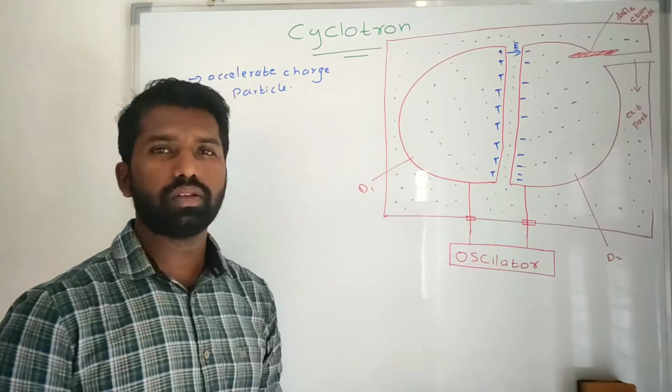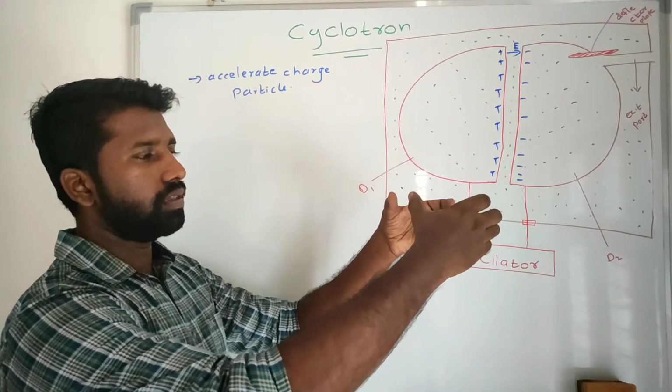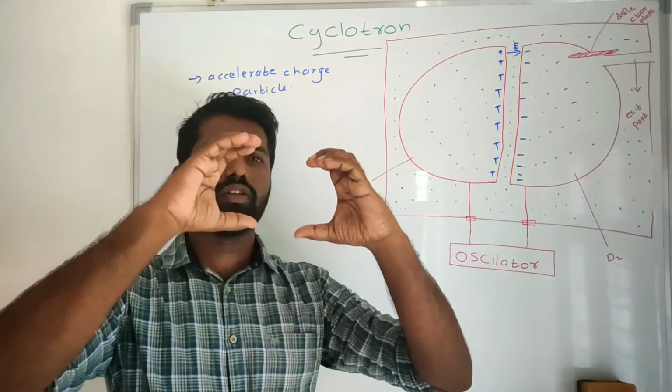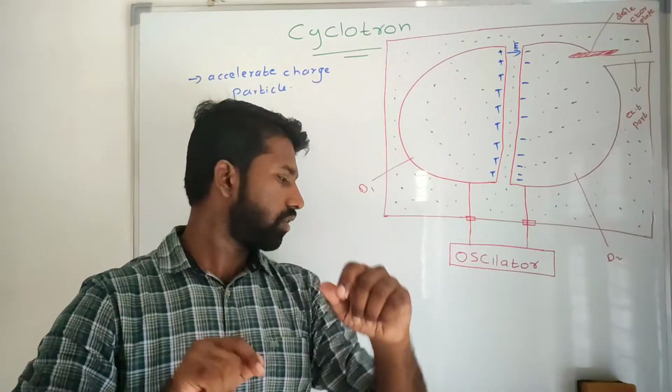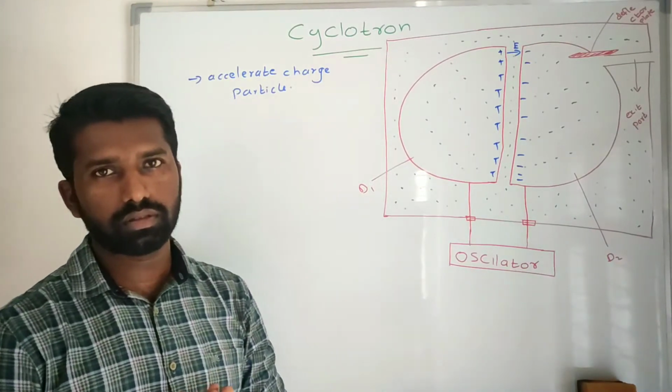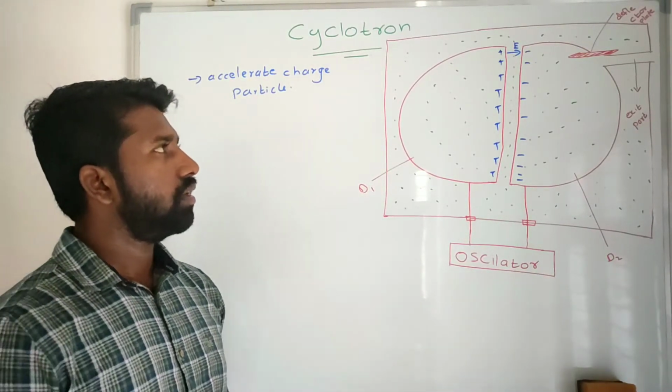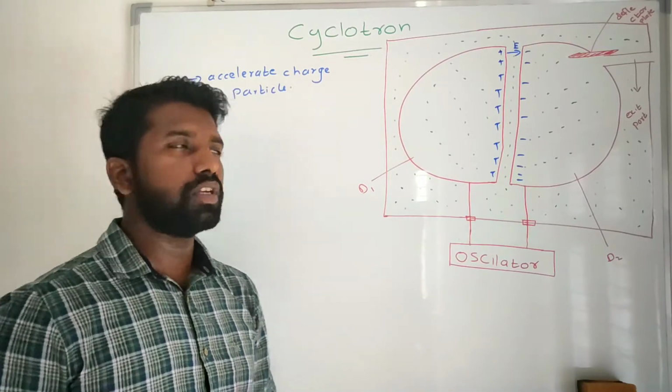Actually, the Ds are to be like this. You can see that it is like this. The field lines are acting like this. Then, what is the working principle?